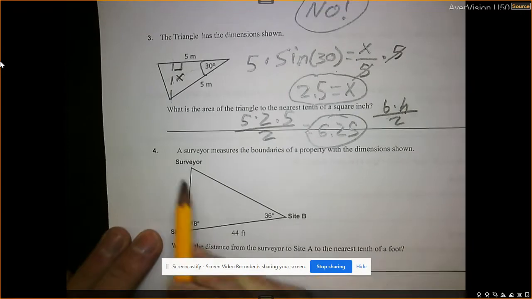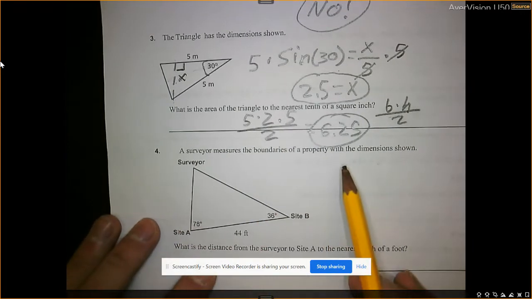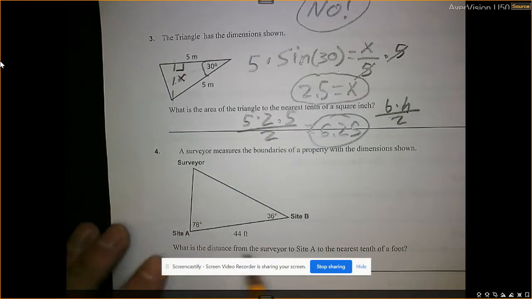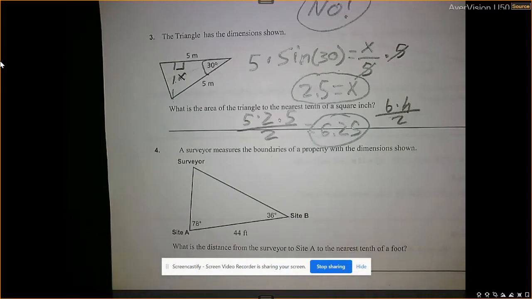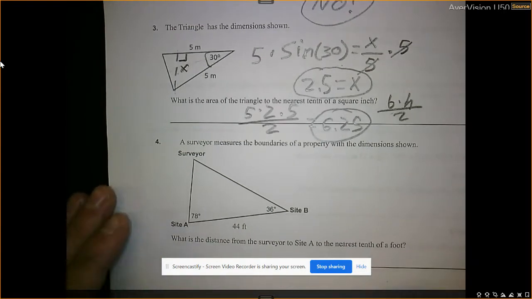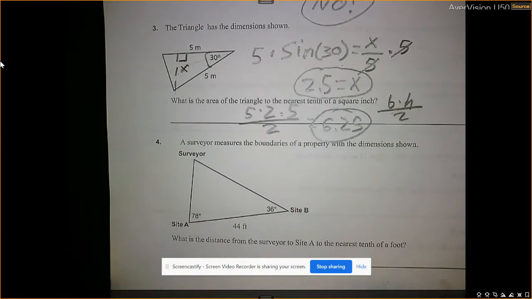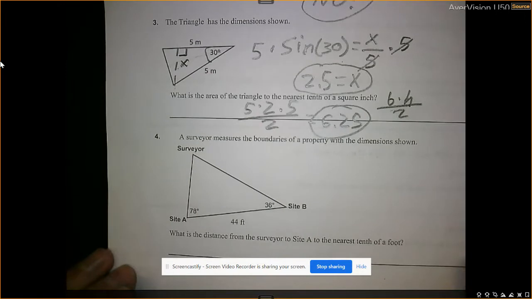Looking now, we have a surveyor who measures the boundaries of property with the dimensions shown. So we're looking here, and it does not look to be a right triangle again. If it's not a right triangle, you can't just go ahead and use sine, cosine, and tangent. You have to think, probably law of sines or law of cosines.